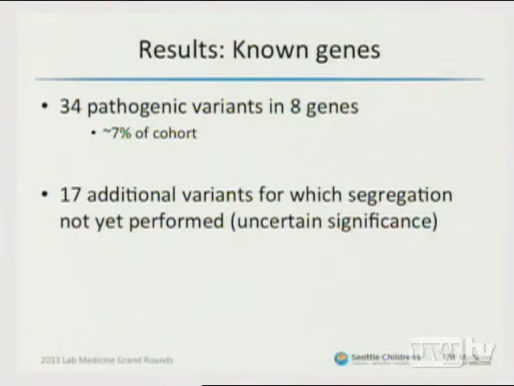And then we had 17 additional variants where we weren't able to look at both parents. So we don't know for sure whether they're de novo, and we can't decide yet whether they're pathogenic. Certainly some of them will be, so it's probably greater than 7% of our cohort that we've explained, once we're able to get that information.